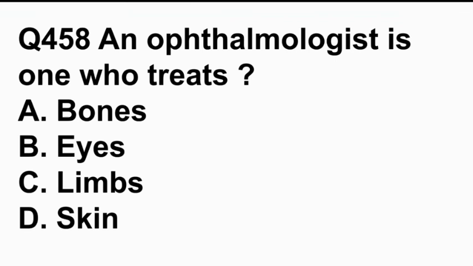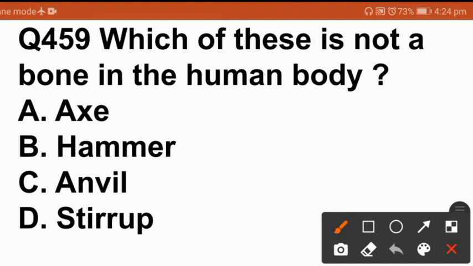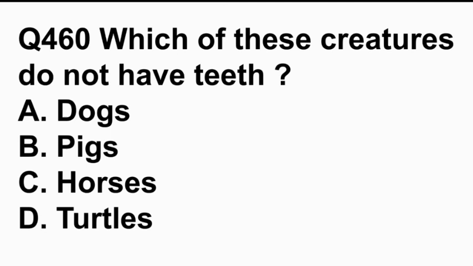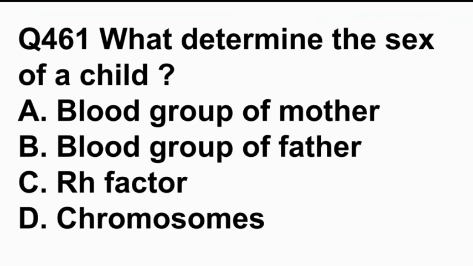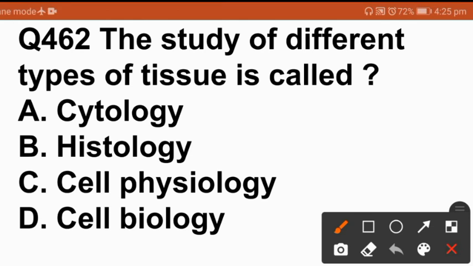An ophthalmologist is one who treats B. Eyes. Which of these is not a bone in the human body? A. Eggs. Which of these creatures do not have teeth? D. Turtles. What determines the sex of a child? D. Chromosomes. The study of different type of tissue is called B. Histology.